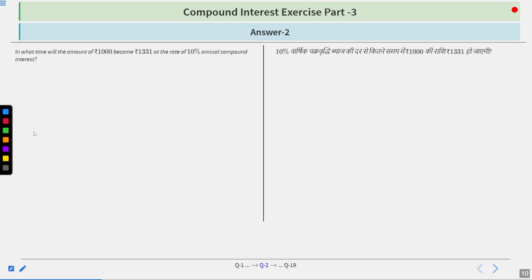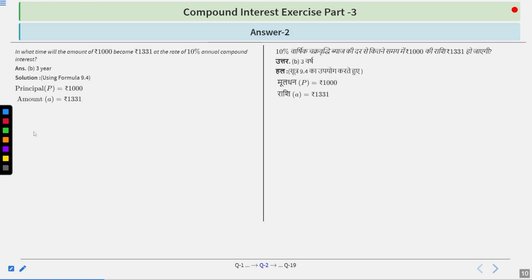So we have to find the time period in which rupees 1000 will become rupees 1331 and the rate of interest is 10%. The answer to this question is option B, 3 years, and we are going to use formula 9.4 to find out the solution. So principal P was rupees 1000, given in the question. Amount was rupees 1331. Rate of interest was 10%, and time we have to find.